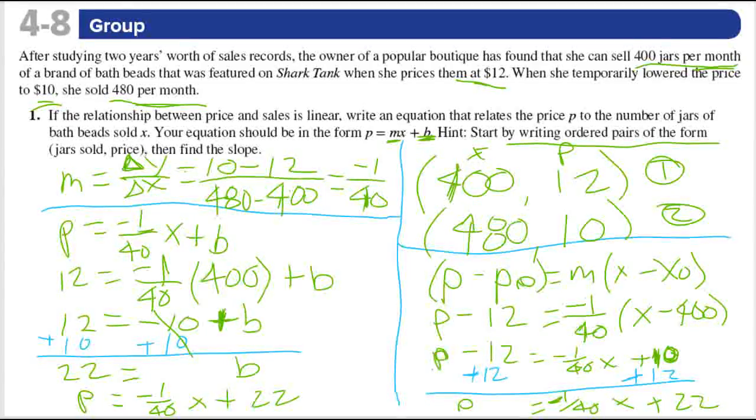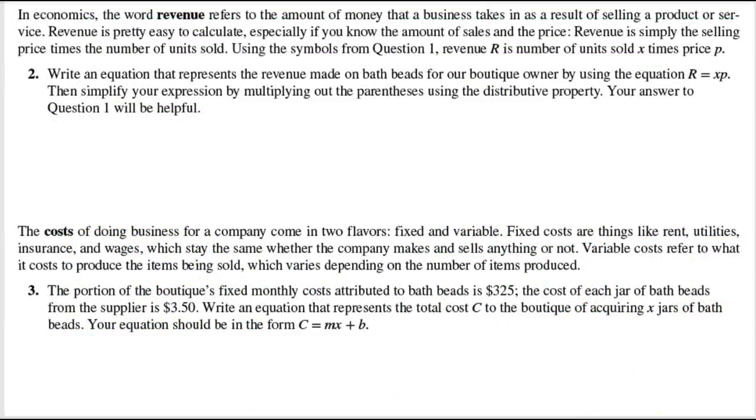I left it as a fraction because I knew I was going to be multiplying 1 over 40 times 400, or even 480. Still would have been easy to cancel that out, so that's why I left it. If you do decimals, you're fine. Okay. Hopefully that made sense. Go on to question 2, and restart the video once you've answered question 2.